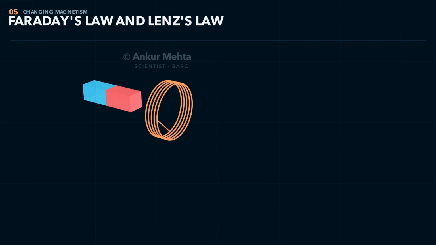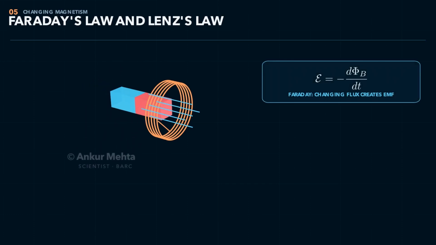Move a magnet toward a conducting coil. The magnetic flux through the coil increases, and a voltage appears around the loop. Reverse the motion, and the voltage reverses. Faraday's law says that the induced electromotive force equals the negative rate of change of magnetic flux. The deeper statement is local. A changing magnetic field creates a circulating electric field even in empty space.